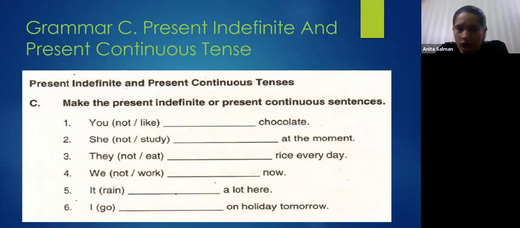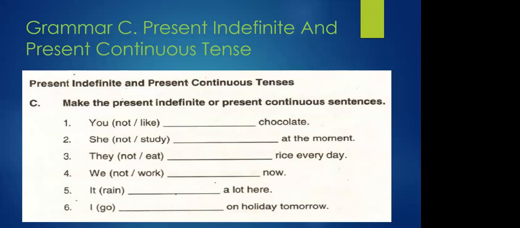Yes, now Daud Rishid, you tell me. It dash a lot here. Simple present tense, and with it you have to add S with the verb. Yes, tell me now. It rains a lot here. Very good. It rains a lot here.